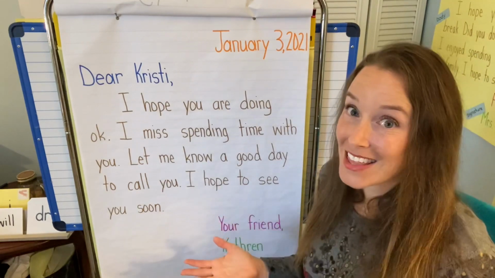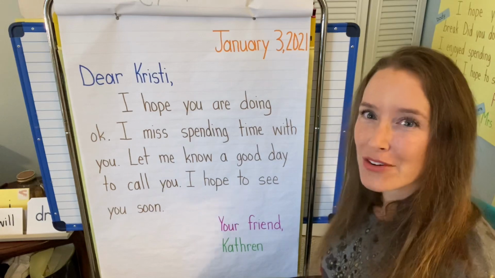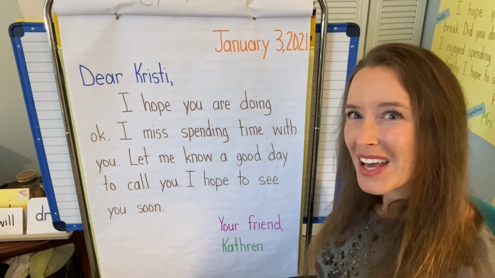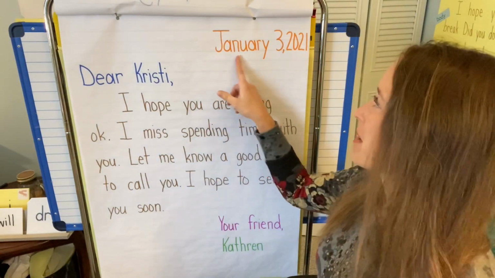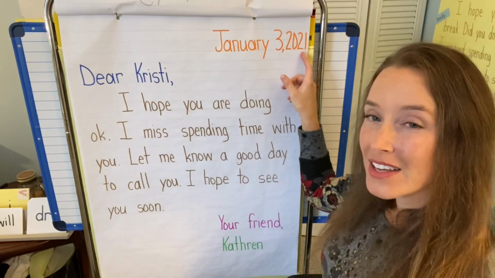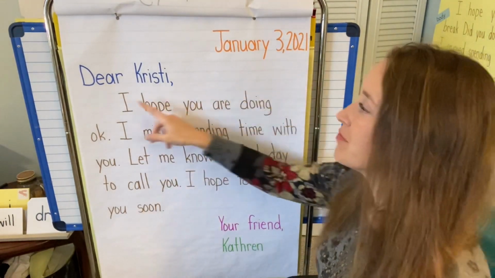So today the letter is not for you. I wanted to give you another example of a friendly letter. So I wrote a letter to my friend and I wanted to show you what it says. I started with my heading, January 3rd, 2021. That's when I wrote this letter. So there's my date. My heading is my date.